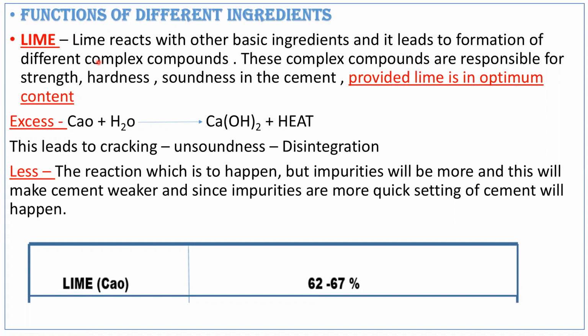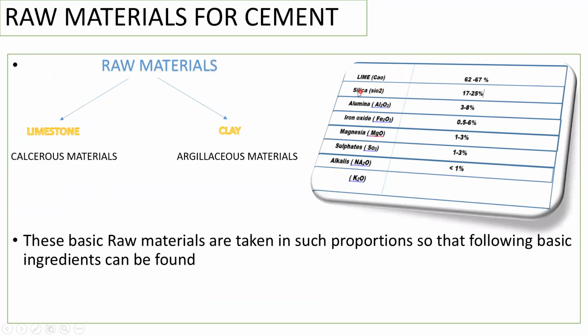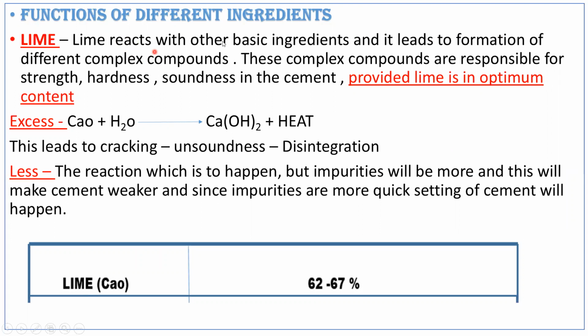But here what we have done, we have taken lime. Along with the lime we have added silica, alumina, iron oxide, magnesia, sulfates and alkalis, right, in so and so proportion. So what is going to happen, this lime will react with all the other basic ingredients like we have seen, and it leads to the formation of different complex compounds. So these complex compounds are responsible for the strength, right? We need strength in the cement. The 33 grade, the 43 grade and the 53 grade that we have seen, they're actually the strength, and also the hardness it has to give, right? And then soundness in the cement, that you should not form any crack in the cement. So these complex compounds are responsible for the strength, the hardness, the soundness in the cement.